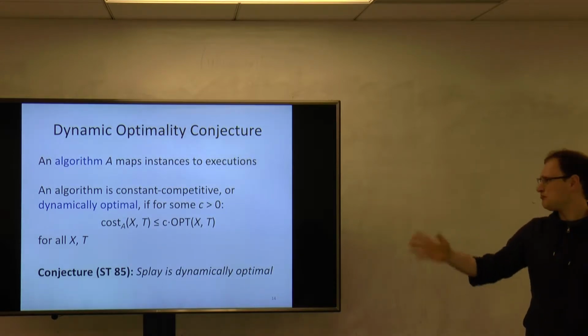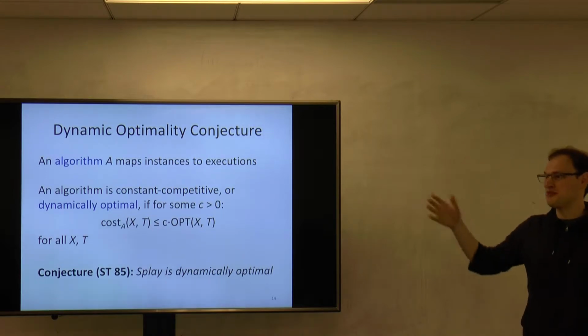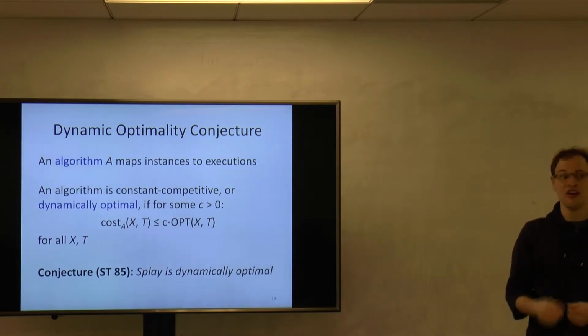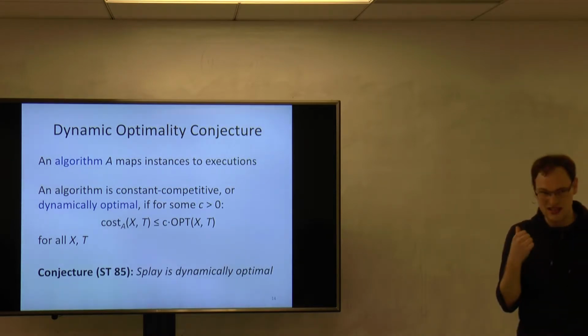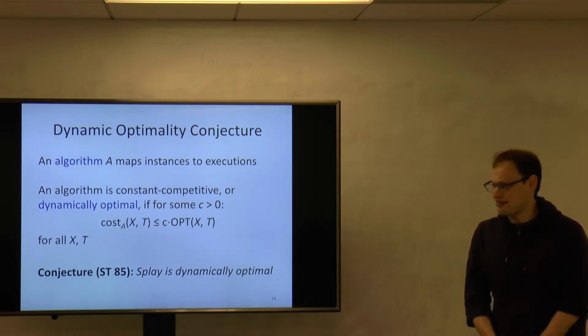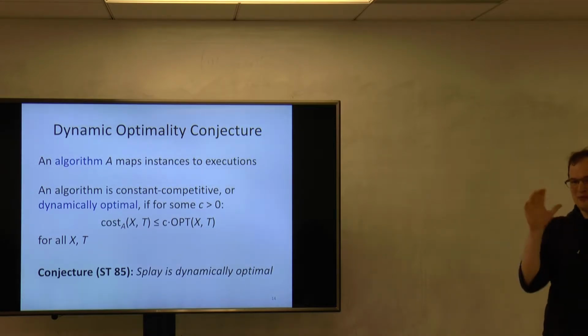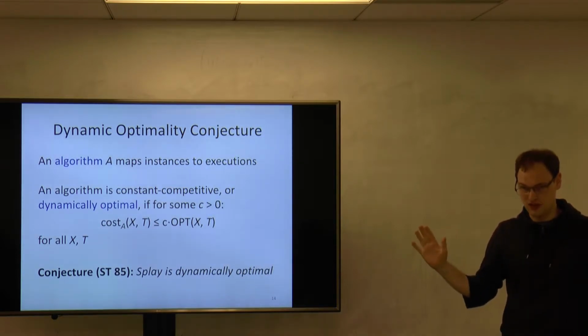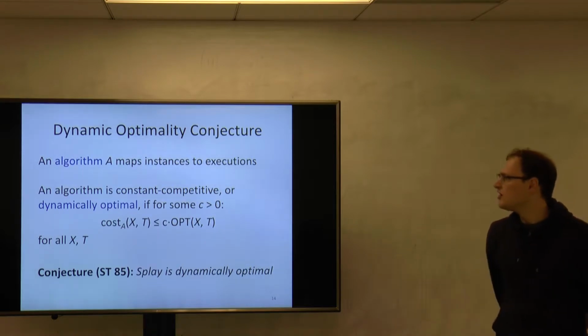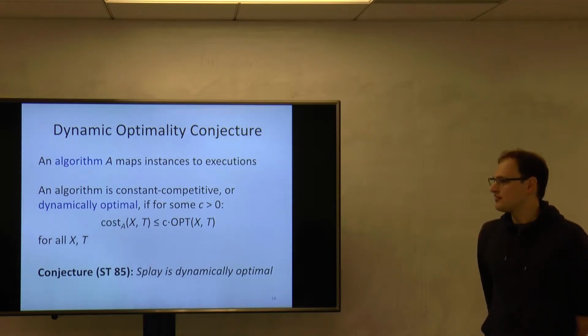Now, an algorithm is any map, and there's some infinite set of such things. Some of those algorithms are going to be nicely computable, like Splay. Some are going to be NP hard, maybe. But an algorithm just maps each instance to an execution for the instance. Clear enough? Cool. There's evidence that it's NP hard to find the optimum. Yes. There's no proof.